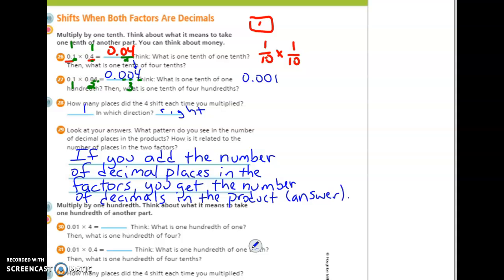All right, let me read this to you. If you add the number of decimal places in the factors, you get the number of decimals in the product, or the answer. So copy that down. That's going to be a rule that you need to remember as we multiply these decimals. Go ahead and pause the video.